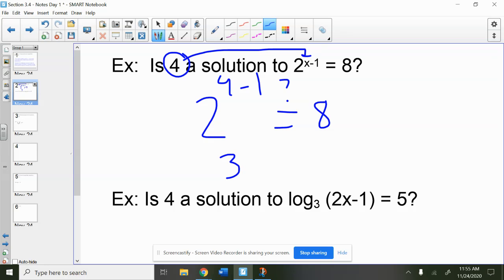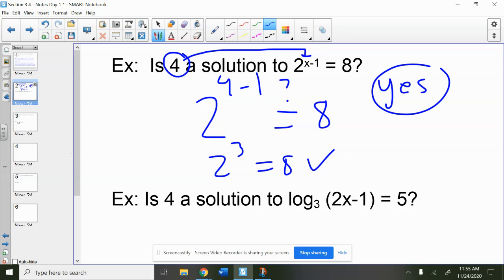So that's 2 to the third. Well, is 2 to the third 8? Yes, it is, which means, yes, it's a solution. If you're not sure what 2 to the third is, it's 2 times 2 times 2, which is 8. Certainly you can type it into Desmos, and we'll definitely do that here for the next one.